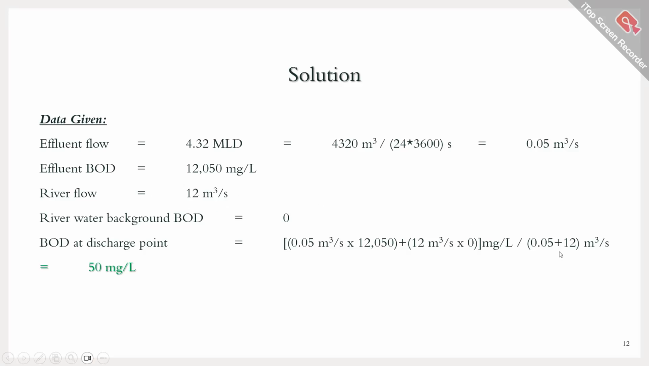So with the 12.05 meter cube per second, you have to divide the entire BOD that is present inside the water. After simplification, it will give you 50 milligram per liter, which is the BOD at the discharge point after instantaneous mixing. So if your answer is within 45 and 55, it will be treated as the correct answer.